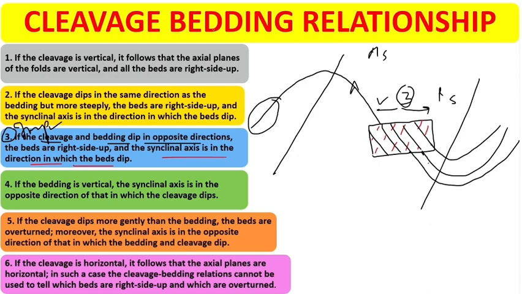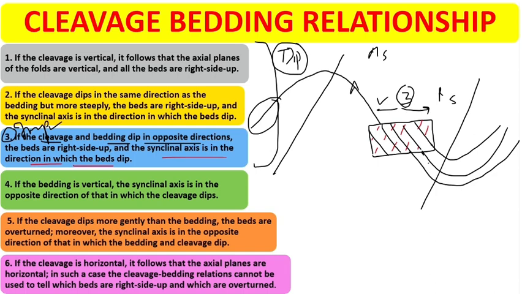Now, up to this, in these three, in the direction of the dip of the bed, we are getting syncline. If the cleavage is dipping in the same direction but the cleavage angle is more than the bedding, then the syncline is also in the direction of the bedding. And if both are dipping in the opposite direction, we still get syncline in the direction of the dip.